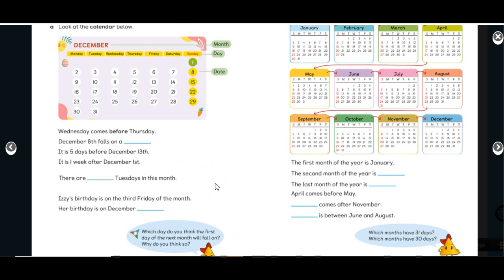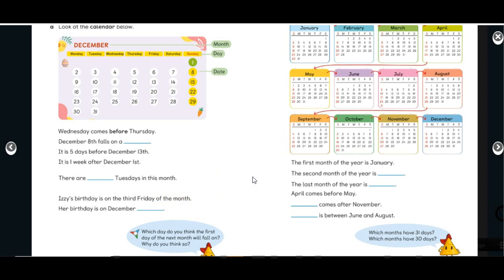Izzy's birthday is on the 3rd Friday of the month. So what date is her birthday? The 3rd Friday. Okay, so we go to the day of the week, Friday, and we look at the dates under Friday. We have the 6th, the 13th, the 20th, and the 27th. We can see there are 1, 2, 3, 4 dates under Friday. But Izzy's birthday is on the 3rd. So the 6th is the first date, the 13th is the second date, and the 20th is the third date. So her birthday is on December. Very good.